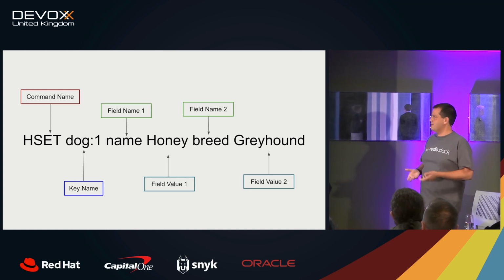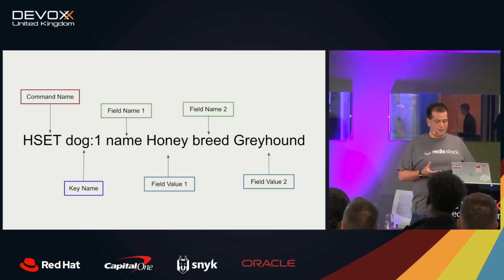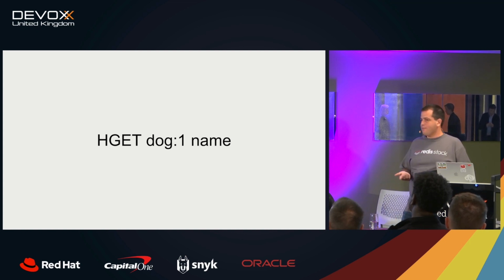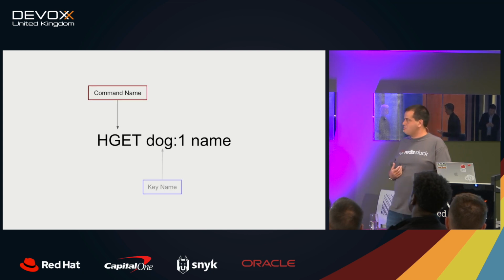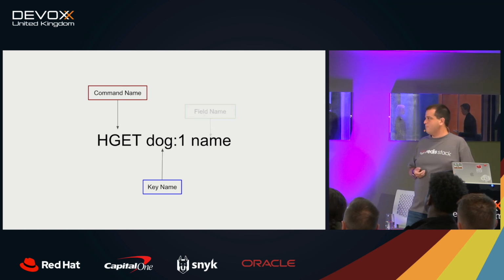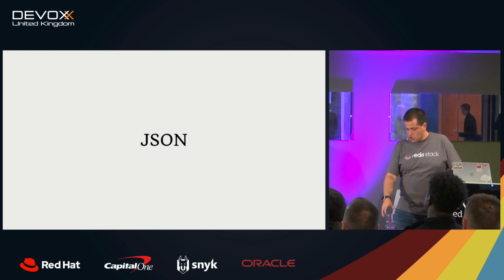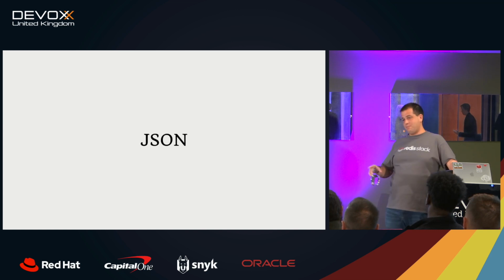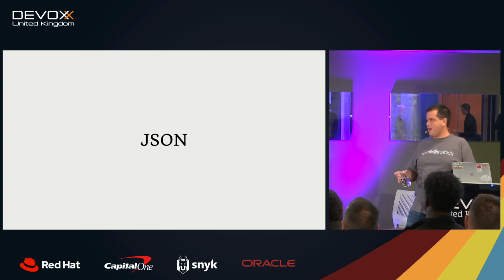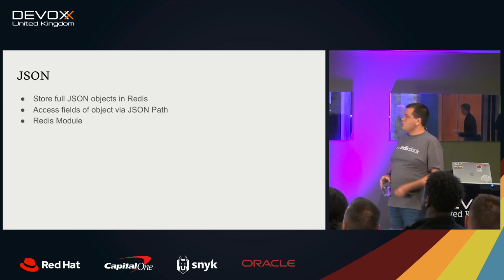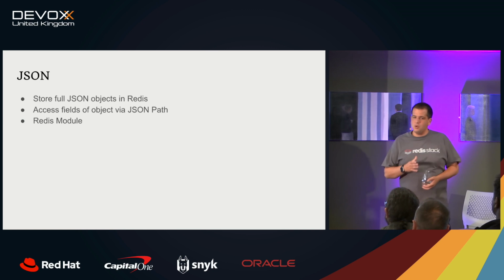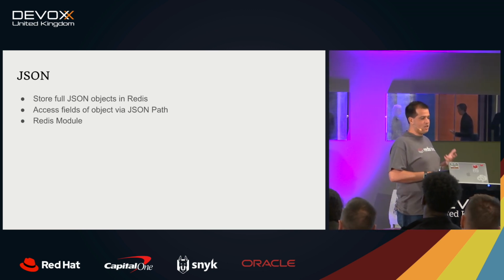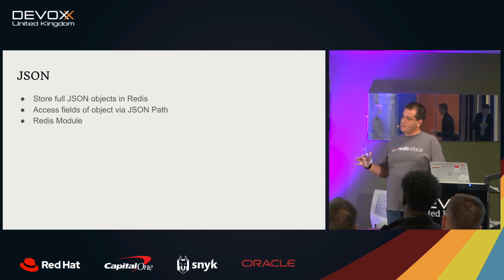It produces a hash map-like data structure in Redis that you can use to store very flat objects. Each get then allows you to pull out individual fields within a hash. So in this case, I'm just pulling dog:1's name, which would be Honey. And then JSON is another data structure, which, as you all probably guessed, stores JSON data as objects in Redis. So you basically store full JSON objects in Redis, and then you can access them via their JSON path. You can read them, or you can update them via their JSON path. And this is available within a Redis module.